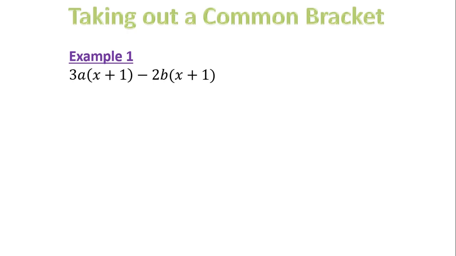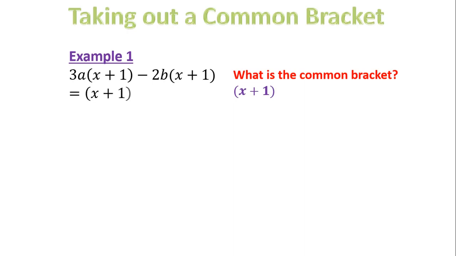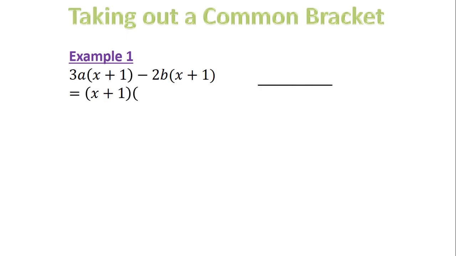And so we ask ourselves, what is the common bracket? In this example, it's very easy. We can see that it's x + 1. And so we write down (x + 1), open brackets. And now we have to set up a fraction. So there's our middle line. In the denominator of our fraction, we put our common bracket, x + 1. Now in the numerator, or the top, we put our first term, 3a(x + 1).